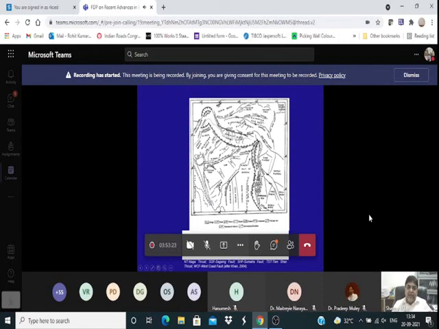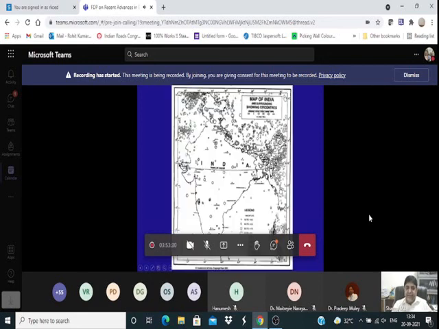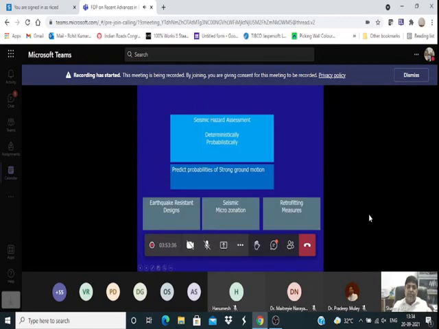Then these are the faults all along the Indian part, and the earthquakes. This is a very old figure, and I don't want to go into this. And then I come to the last slide. Now, based on all your knowledge of engineering seismology, what do you do?